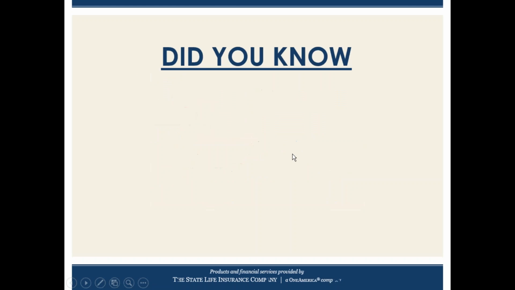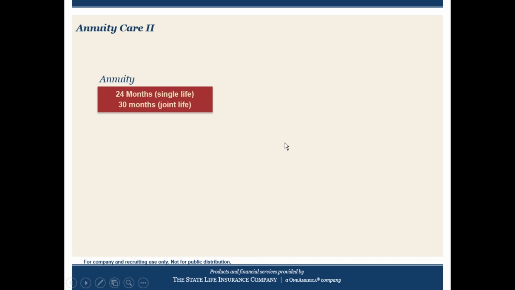So we did that. We came up with another product called Annuity Care 2, where you put in a premium into the base, and that's what it looks like here. Same interest rate, 1.5 for cash, 2.85 for long-term care. And if they need it for long-term care, as an individual, it pays out over 24 months. A couple, it pays out over 30 months.